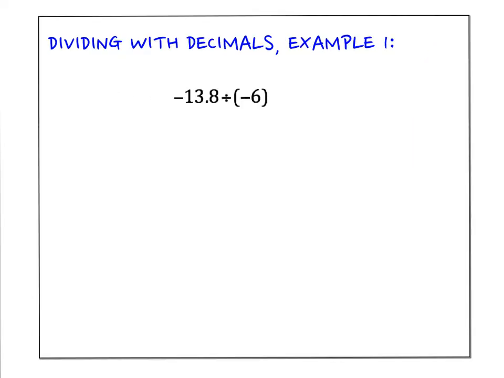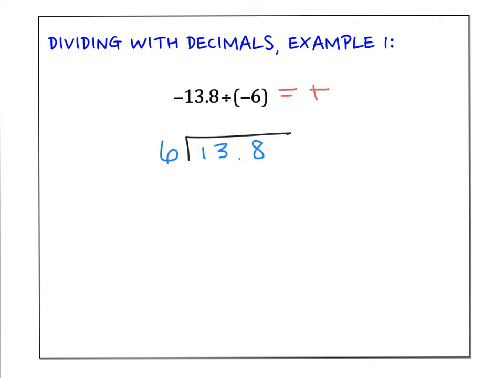Dividing with decimals is very different than multiplying with decimals. And to divide with decimals, I'm actually going to use long division. So hopefully you watched the video to review how to do long division. So first I'm going to set it up. 13.8 needs to be my number on the inside of that long division symbol, and 6 goes on the outside. If you notice, I wasn't too worried about the signs of my numbers. I should just keep in mind that a negative divided by a negative is going to give me a positive.